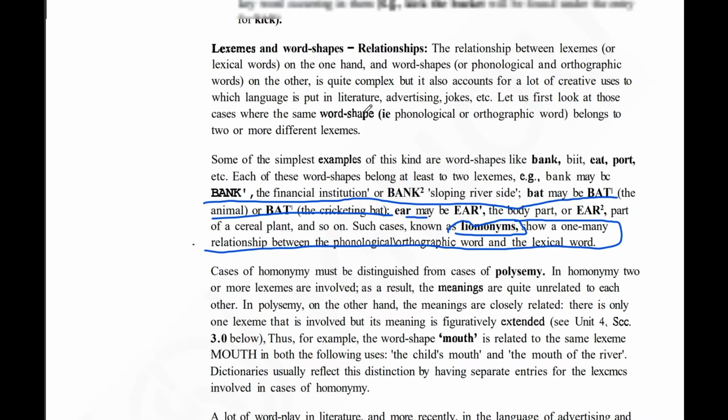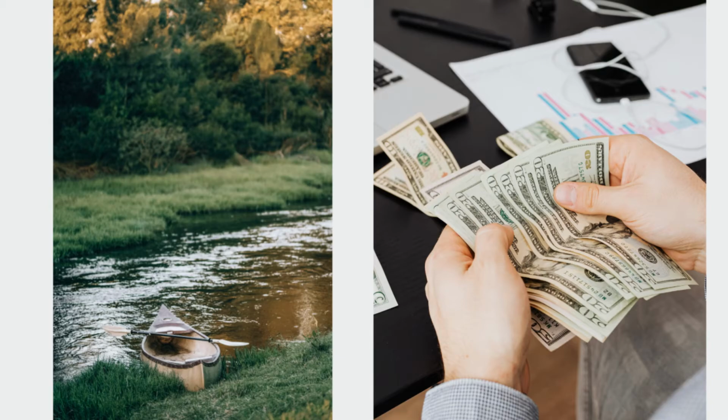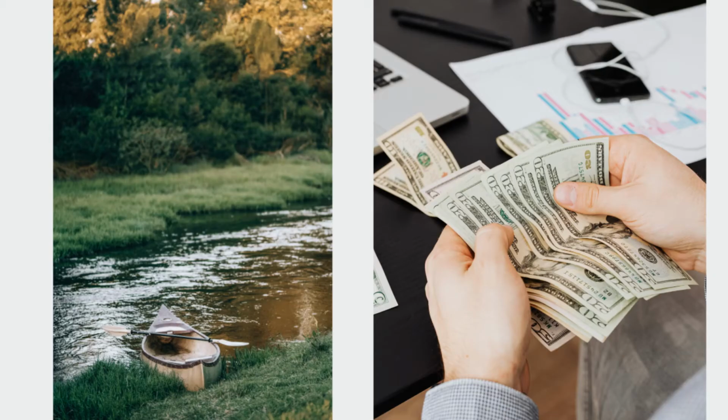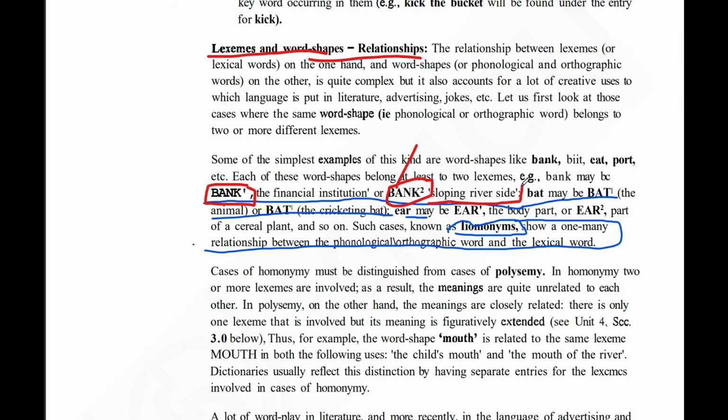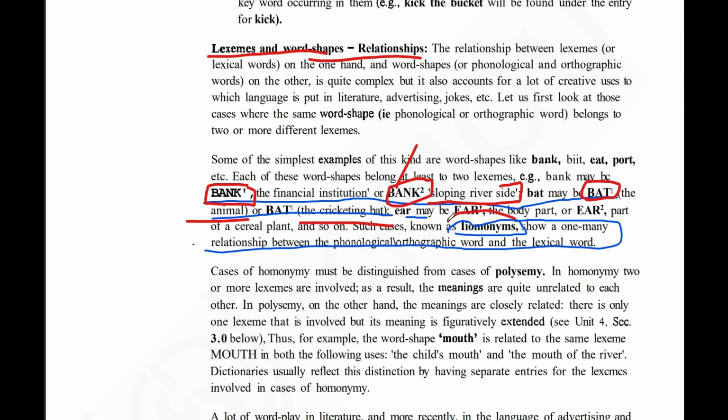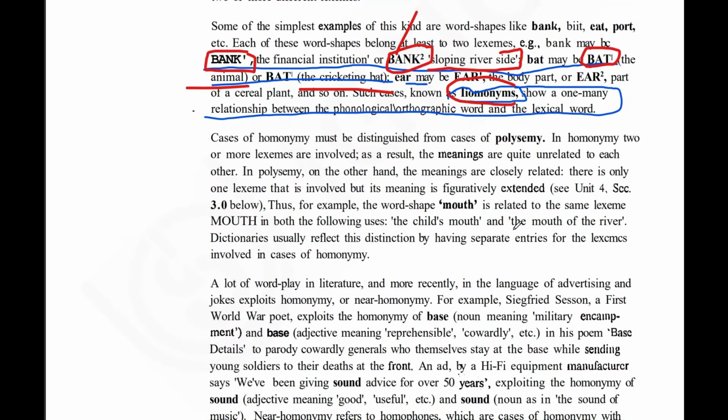Okay, so let's talk about some lexemes and word shape relationships. For example, they have talked about the word bank. It can have 2 meanings. This is just one word, bank, but it can have 2 meanings. One is the bank where you give your money and it is safe there. The other meaning could be the riverside, the river bank. Similar with the word bat. Bat could be the one which you play with, like a cricket bat, or it could be the animal. These words are called homonyms. Okay, let's come down. There are a lot of things. If you want, you could read those.